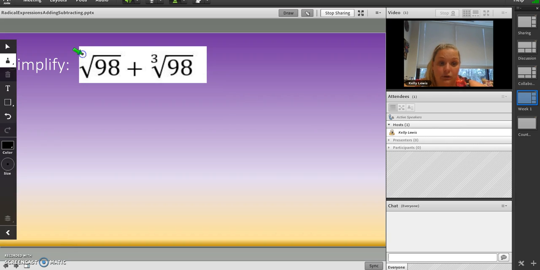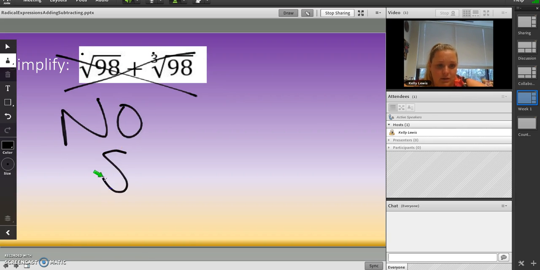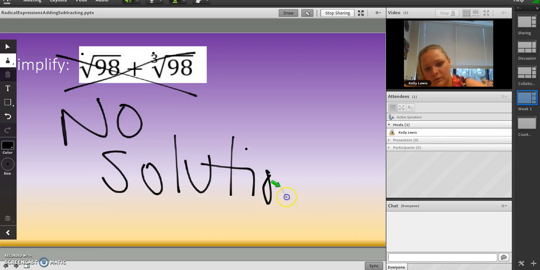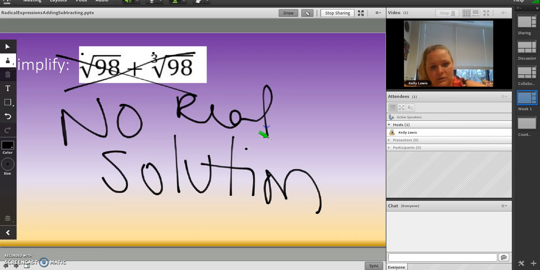All right, we have a square root 98 and a cubed root 98. They cannot talk because one's a square root, one's a cubed root. No real solution. Can't do anything. Done. Nothing.